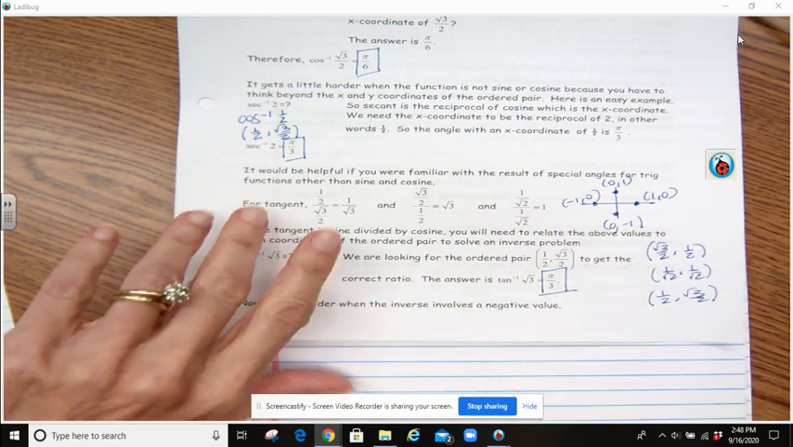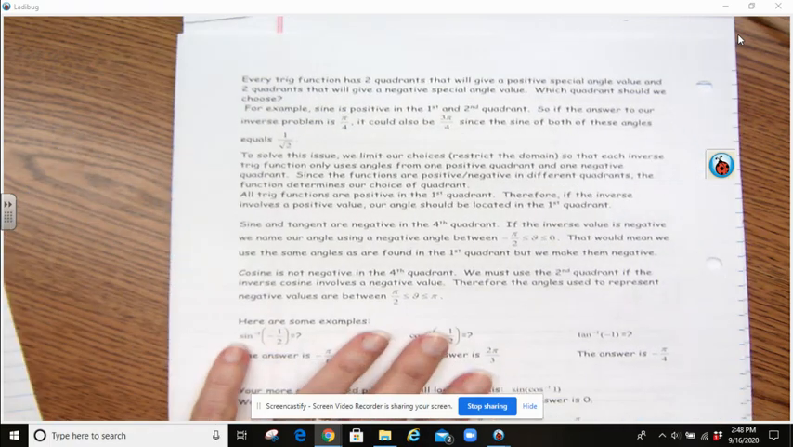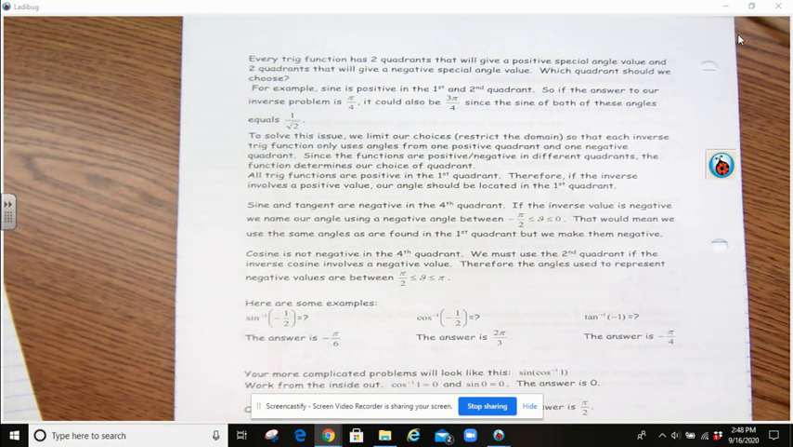Okay, so it does get a little bit more complicated because every trig function has 2 quadrants where its value is positive and 2 quadrants where its value is negative. Okay, but we only want to have one correct answer. And we will get into this more in the next class, but there is a specific reason why we narrow it down to one quadrant to get our angles for inverse trig problems.